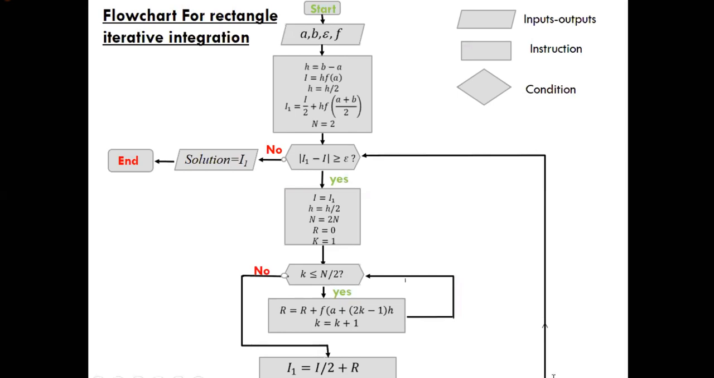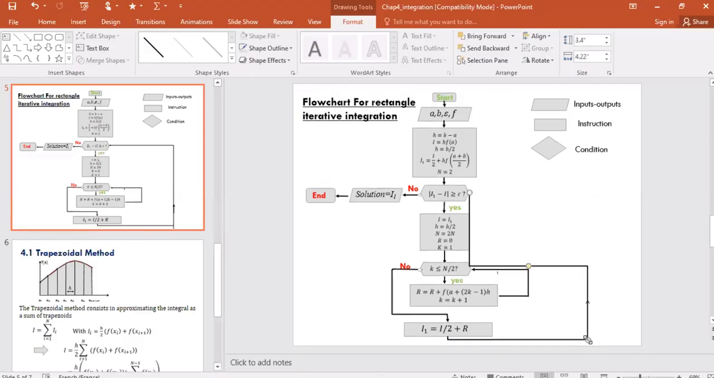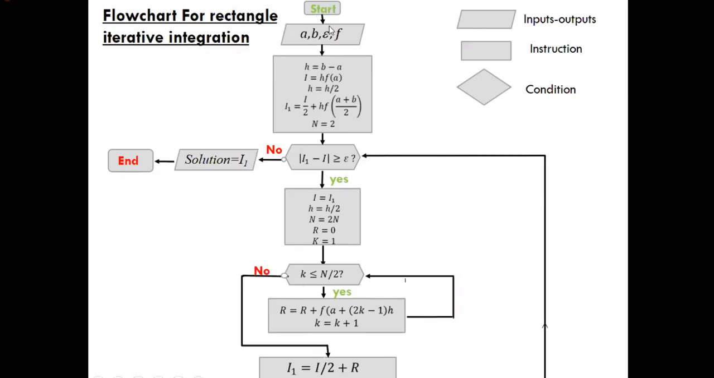Okay, so now for the algorithm, you start by defining a and b, epsilon and f: the function, the interval, and the precision that you want to reach.